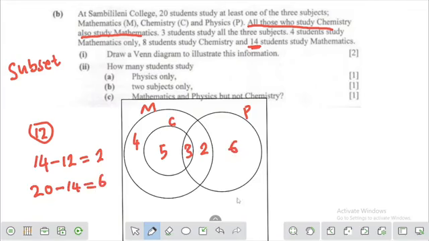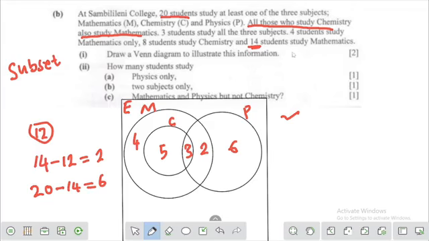Don't write them in the universal set outside here. No. Why? Because they are saying at this college, 20 students study at least one of the 3 subjects. So all these students are taking part in these 3 subjects. That's why the 6, we are not going to write it here in the universal set. So we can also present it like this. Okay. I'm sure it's clear. If you have any questions, you are free to leave a comment in the comment section, and I'll be able to respond to you. Okay.